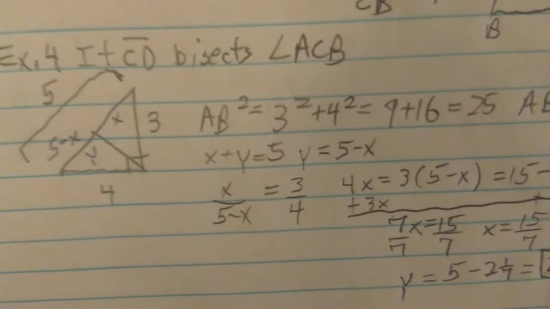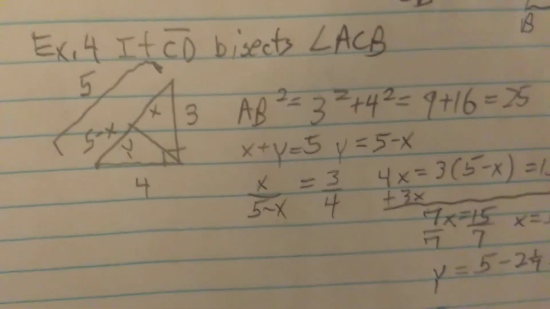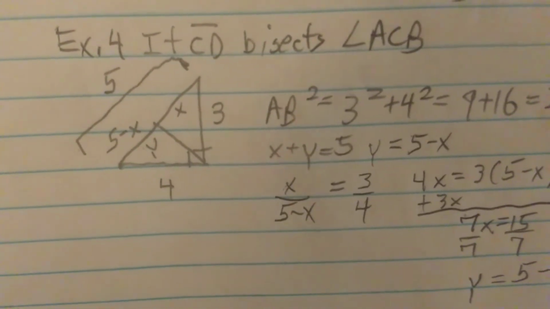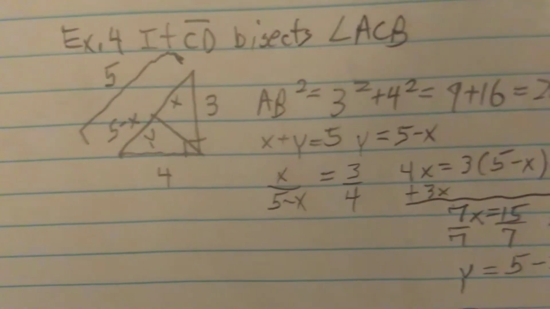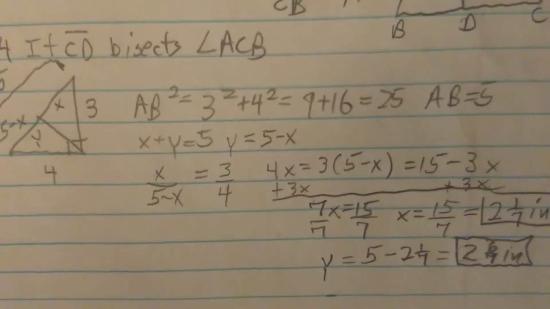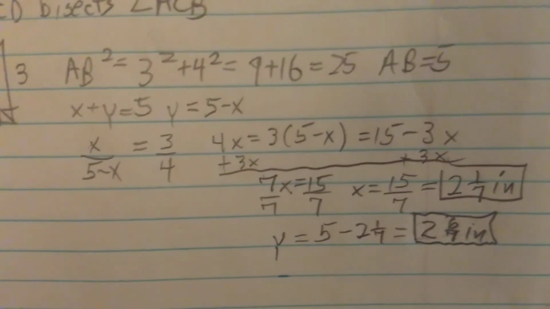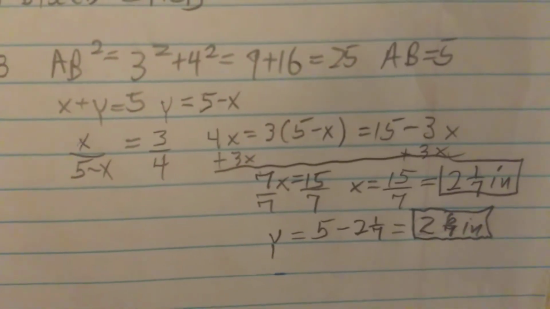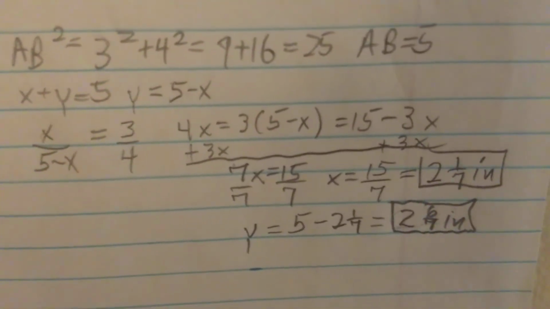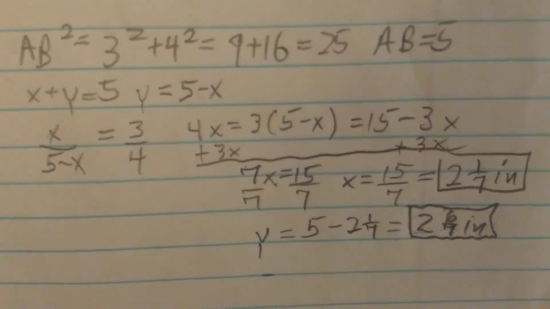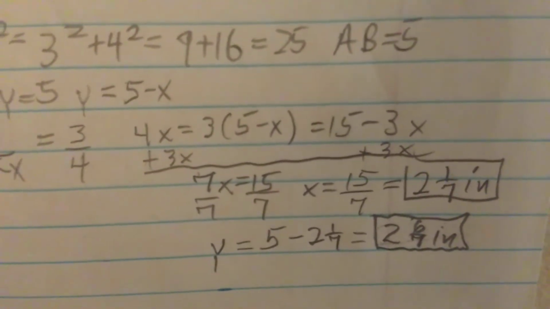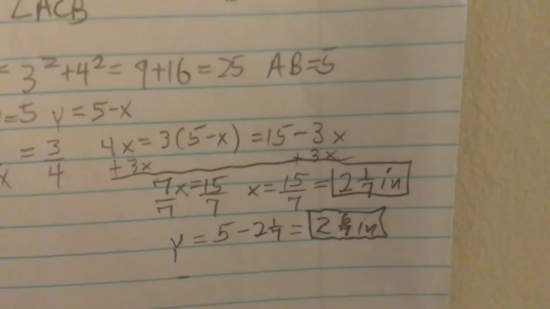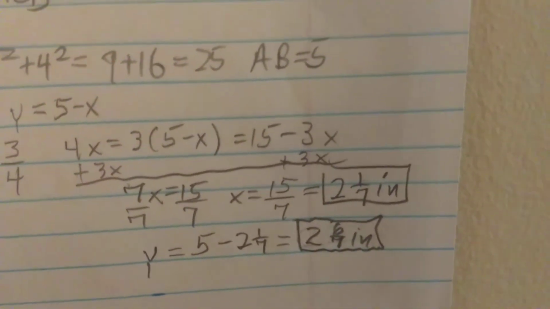So there we have the things that we need to work the theorem. So x over 5 minus x is equal to the sides 3 over 4. And cross multiplying, we have 4x equals 3 times 5 minus x, or multiplying through, 15 minus 3x. And adding 3x over on both sides, we end up with 7x equals 15, x equals 15 over 7. 7 into 15 is 2 with a 1 remainder, so it's 2 1/7 inches.